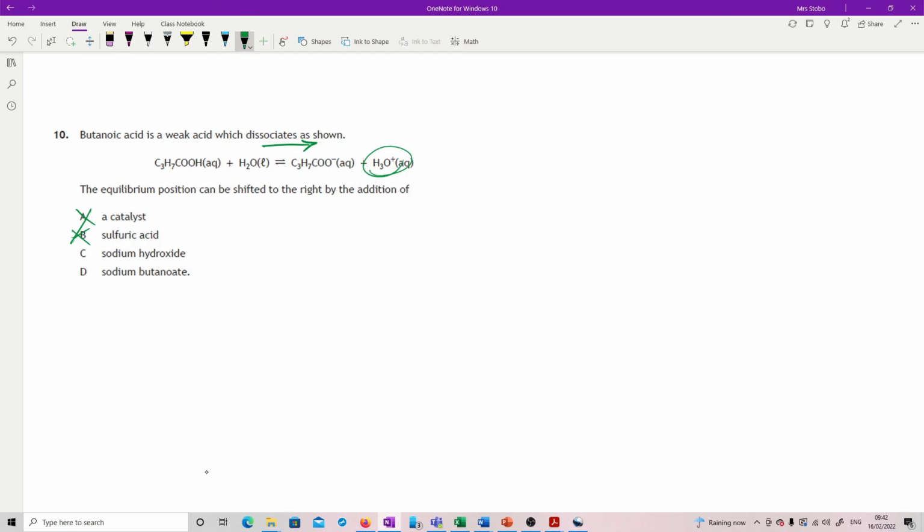Sodium hydroxide, on the other hand, will react with this, with OH minus, to go to water. So it will neutralise off some of the hydronium. And if it does that, that will favour the forward. So this will work. Just to be clear, butanoate is adding in this. So again, this is the same problem as the sulfuric. It's increasing on the right-hand side, pushing it back. So C, first section.